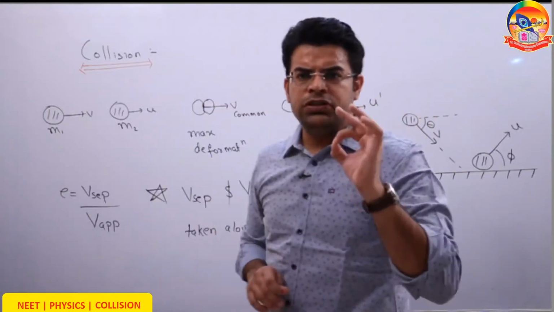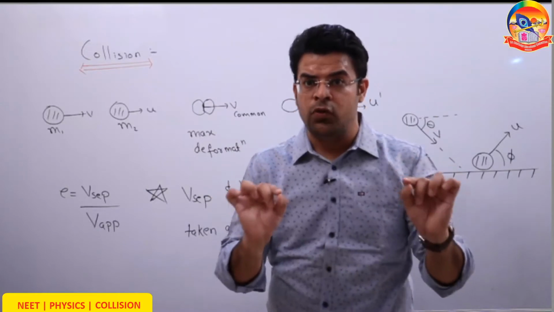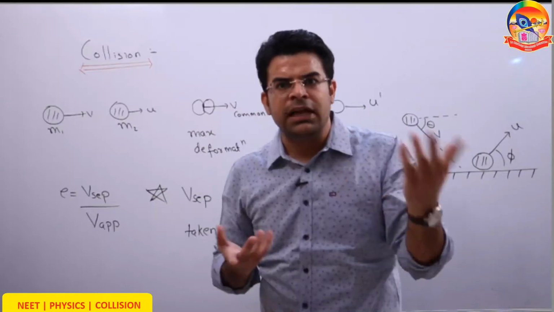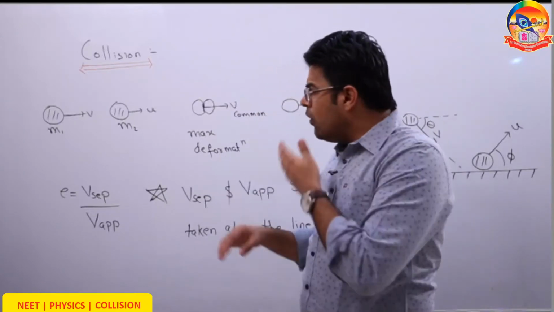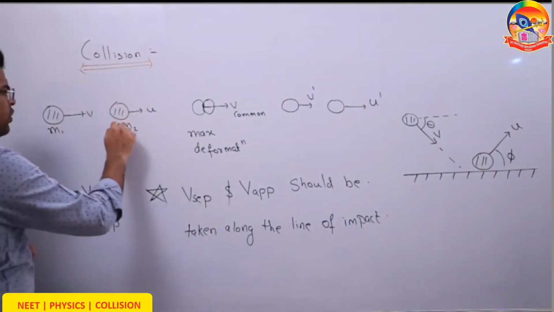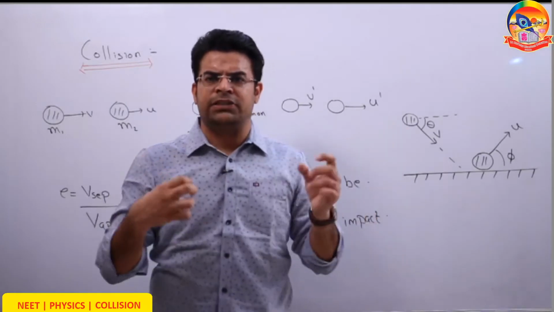What has to be the velocity of approach? Definitely two particles approach each other before the collision. After the collision, they separate. Before the collision, they approach. That's why the collision takes place. How will you write the velocity of approach? See here kids, this velocity of mass m2, u, is trying to increase the separation, is trying to decrease the separation.